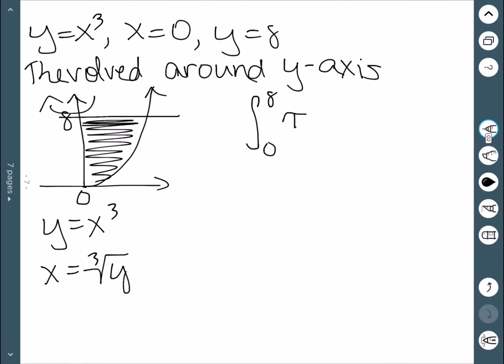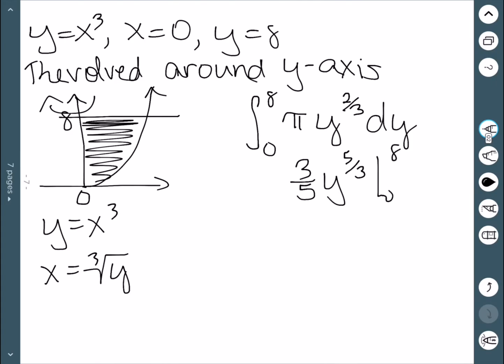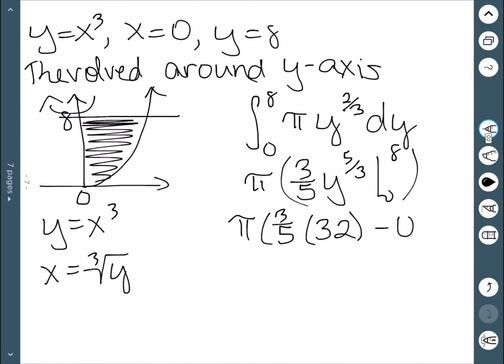So I need to integrate pi times y to the 1/3 squared, which is 2/3, dy. Adding 1 to the exponent would give us 5 over 3. So we have 3 over 5, y to the 5 over 3, going between 0 and 8, and we need to multiply that by pi. Evaluating at 8 would give us 3 over 5 times 8 to the 5/3, which is 32. And then we would evaluate at 0, which would just be 0. Therefore, this gives us 96 pi over 5.